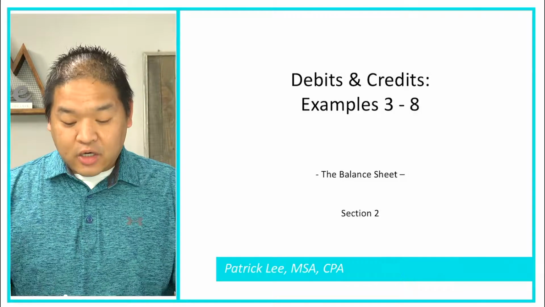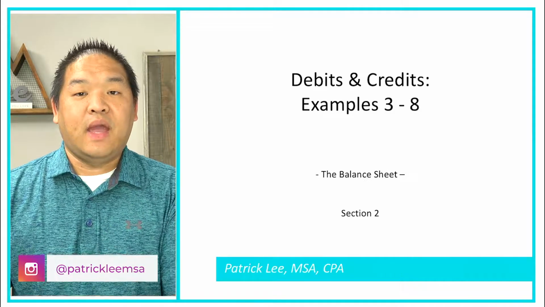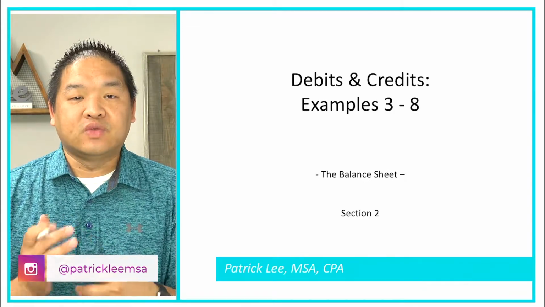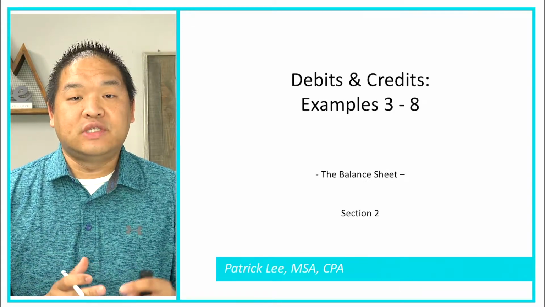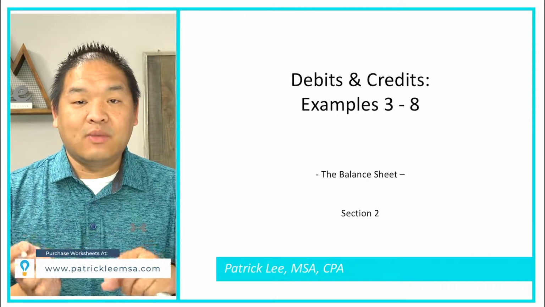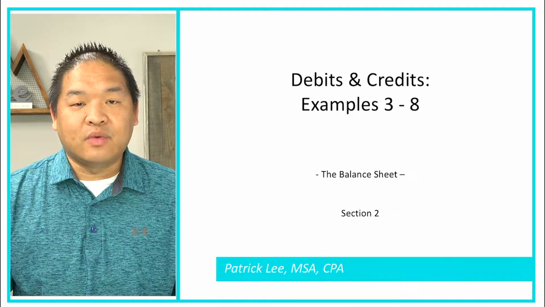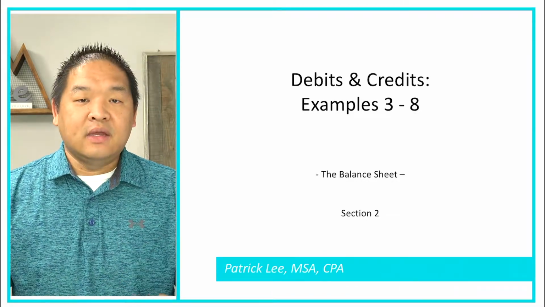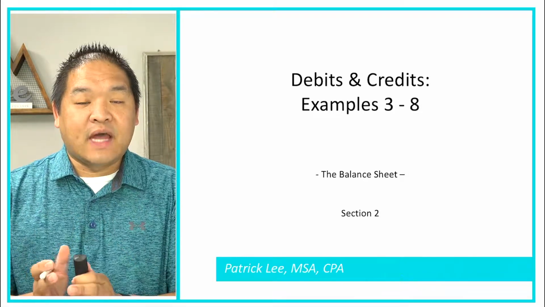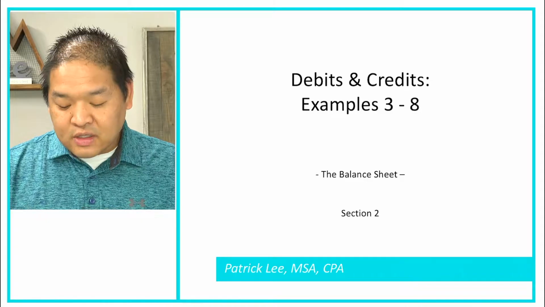All right, in this lesson, we are going to look at debits and credits for examples 3 through 8. We kind of talked about examples 1 and 2 as I introduced you to debits and credits in the last lesson. So if you didn't watch that lesson, you might want to go back so that you can have that context as we move into examples 3 through 8. Specifically, these examples have to do with balance sheet transactions. So that's what we're looking at here. So let's go ahead and get started.